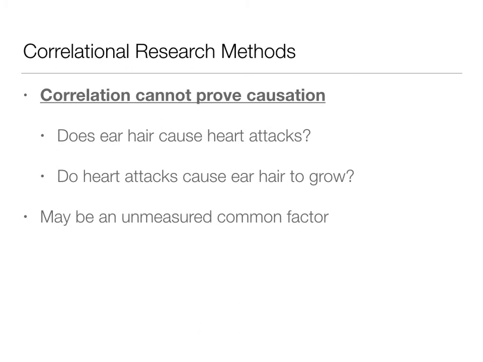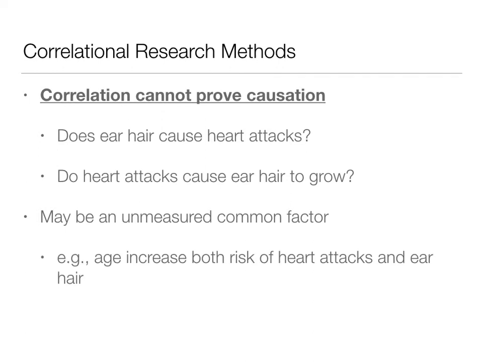There could be an unmeasured common factor. And in the case of ear hair and heart attacks, it's probably likely that age is that unmeasured common factor. You're more likely to have ear hair as you're older. You're more likely to have more heart attacks as you age as well. So your risk for both of those things goes up together. It's not that your ear hair is causing heart attacks or heart attacks are causing ear hair, because that would be strange. But it's this unmeasured factor. And this is why correlation cannot prove causation.